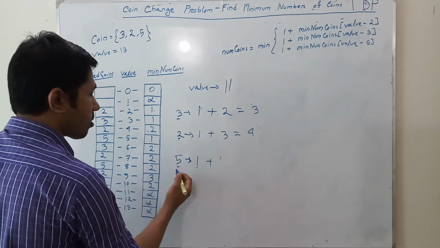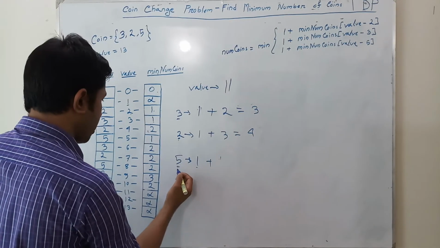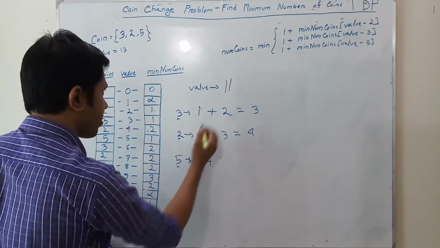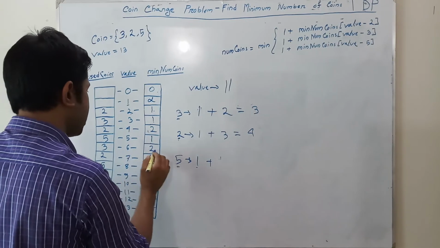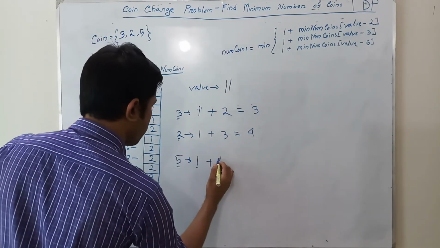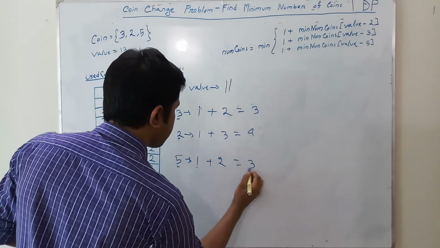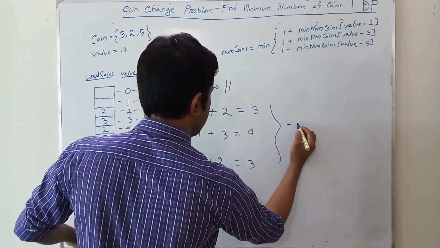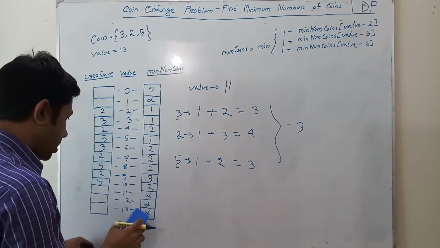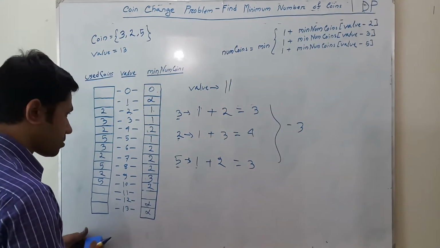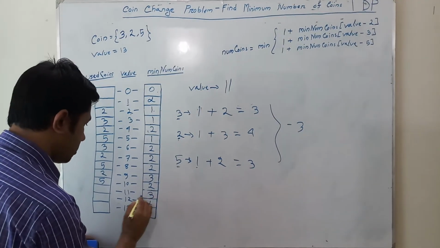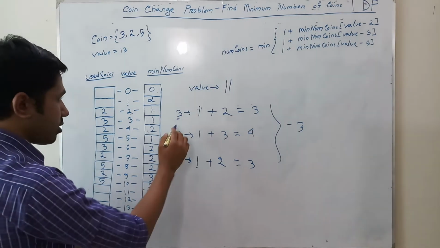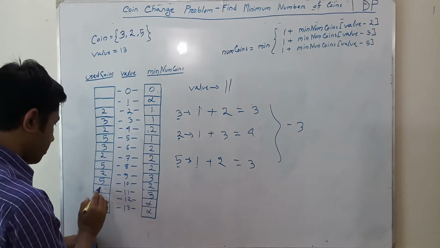After using the denomination 5, we have remaining value 6, and for 6 the minimum number of coins we need is 2. So the value will be 3. Here the minimum number of coins will be 3. So we will store the value 3 here, and we can use 1, 5 or 3.